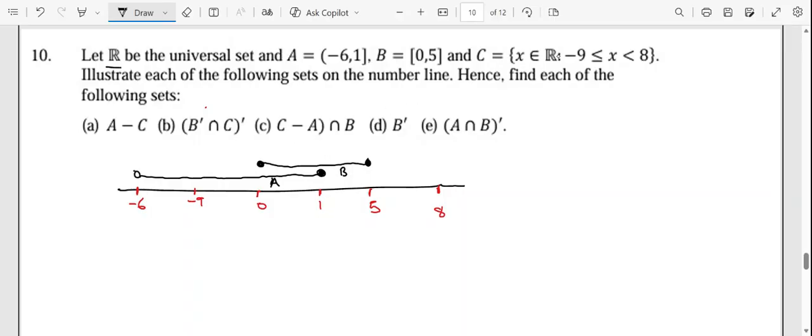Then coming to C, C is giving a condition to say it's a set of numbers, and C to say yes. So this means that we have -9 greater than or equal to x, and x is less than what? 8. Is that okay?